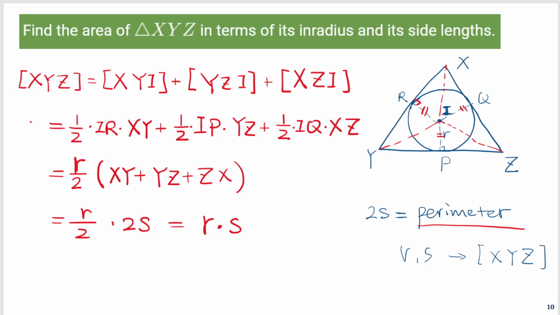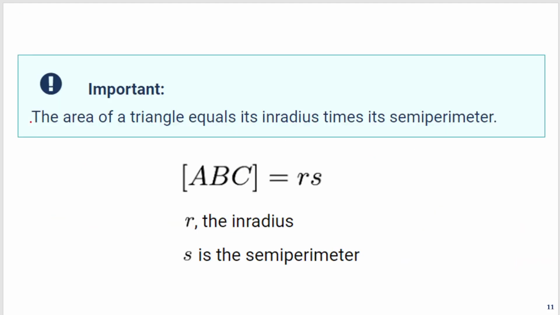Therefore, the area of any triangle XYZ can be calculated using the product of the inradius and the semi-perimeter, right? S is the semi-perimeter, which is 1/2 of the total perimeter. So again, this is an important property of a triangle. Let's have a look at the summary. The area of a triangle equals its inradius times its semi-perimeter, given by area of ABC equals RS, where R is the inradius and S is the semi-perimeter. Did you get it?